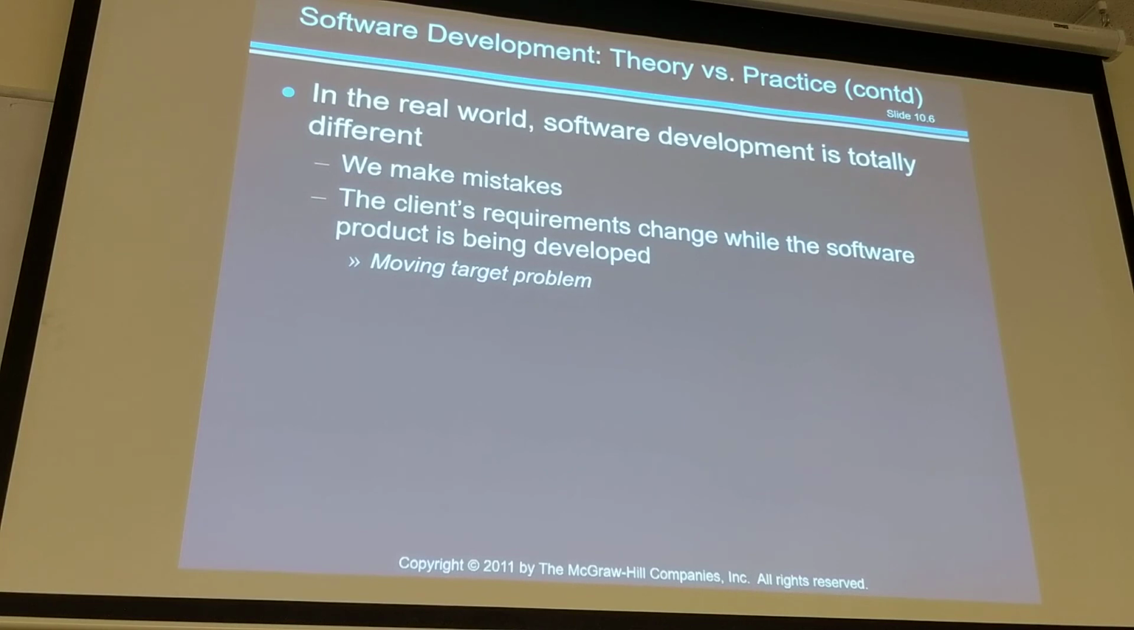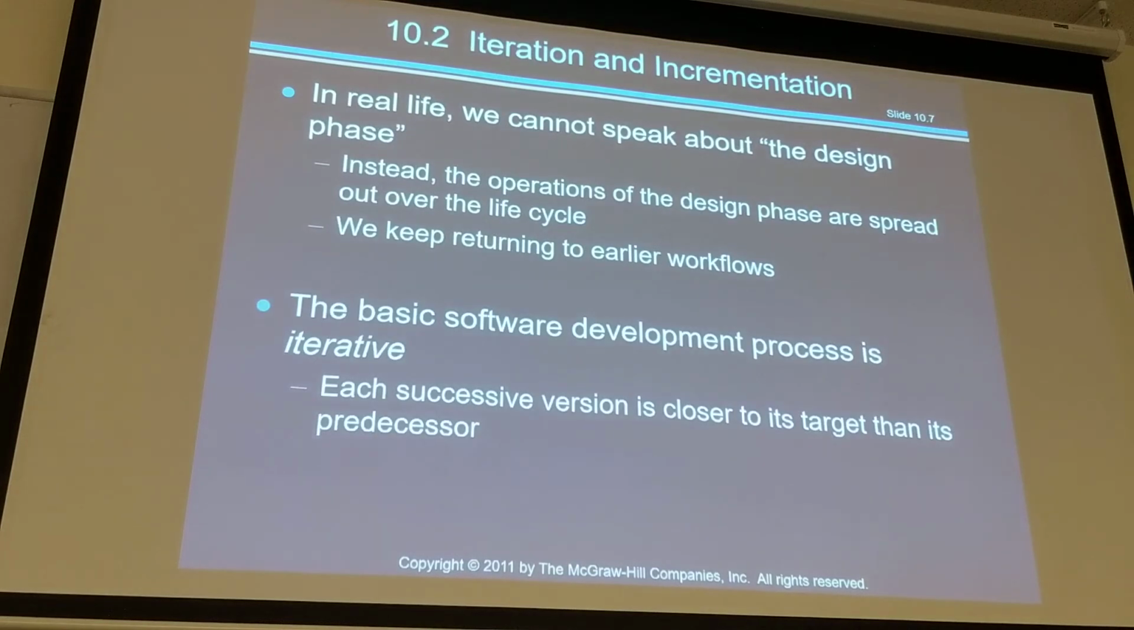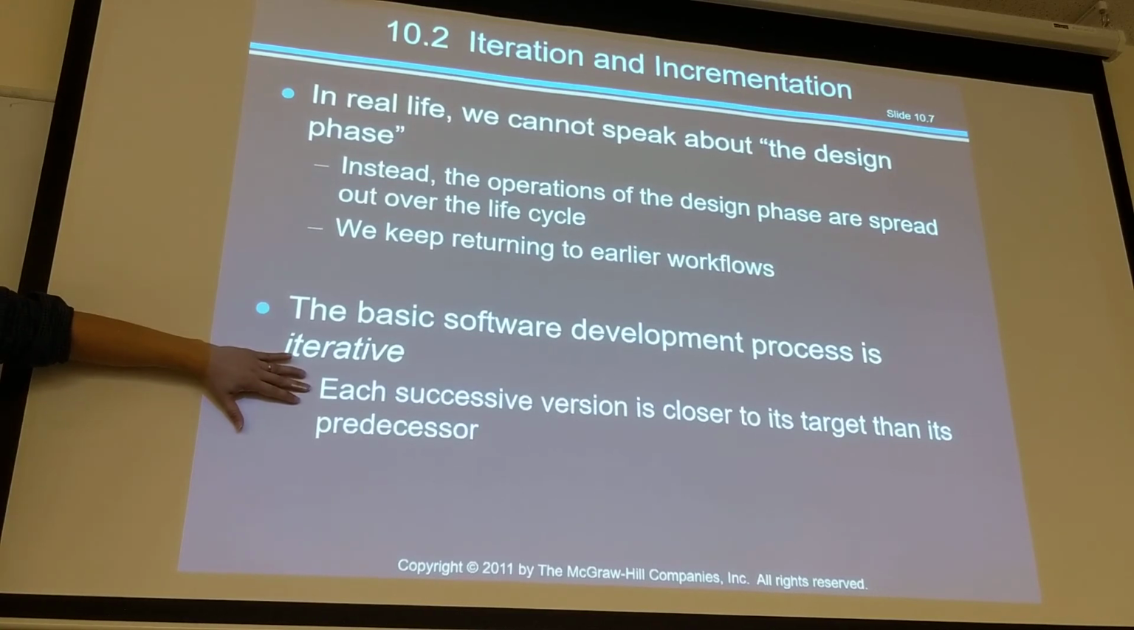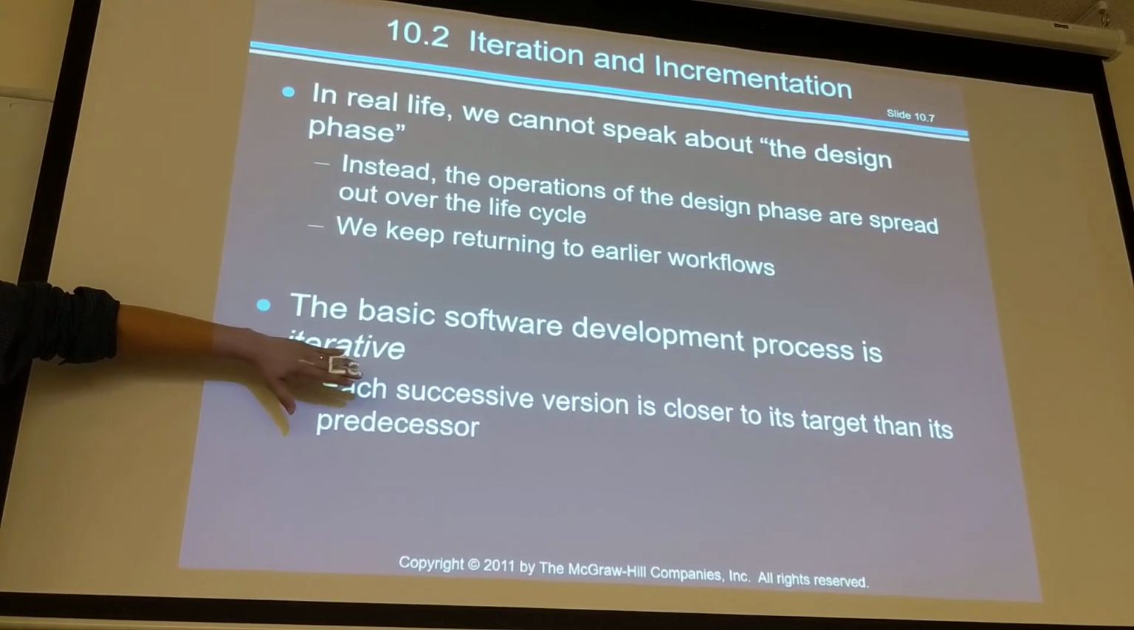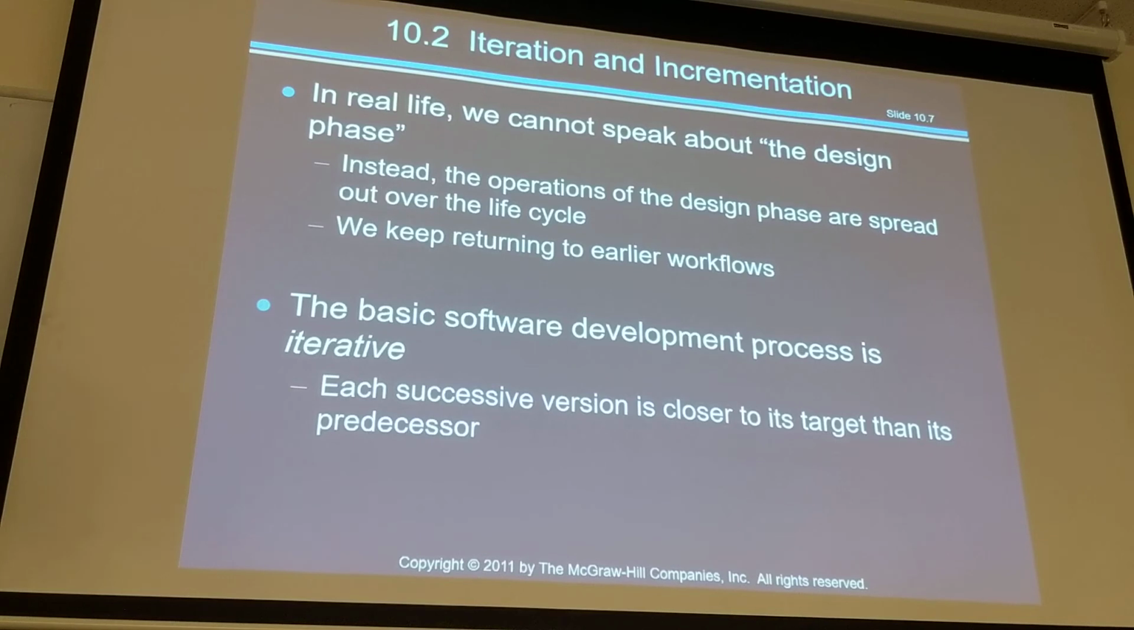Right? Unlike if we lock down that thing for 2 years without talking to our client, I mean, you're going to make 100% mistake. Okay? So iteration, incremental things. So essentially, we just keep going back to the previous flow. Hopefully each successive version will move closer to our final product, and then eventually we'll deliver the thing.